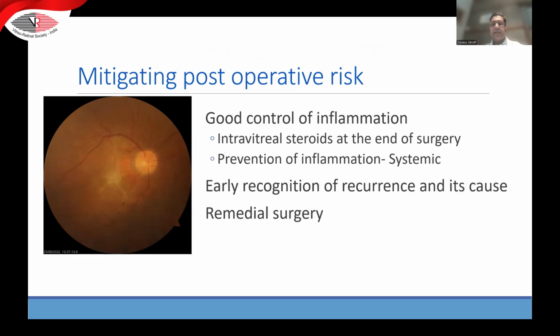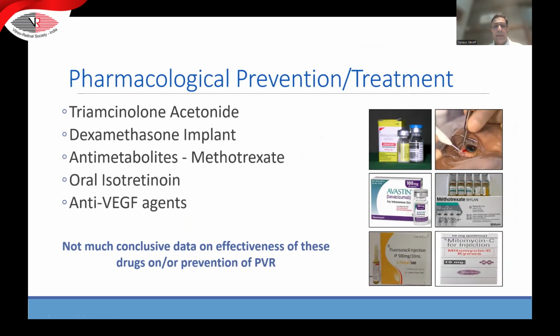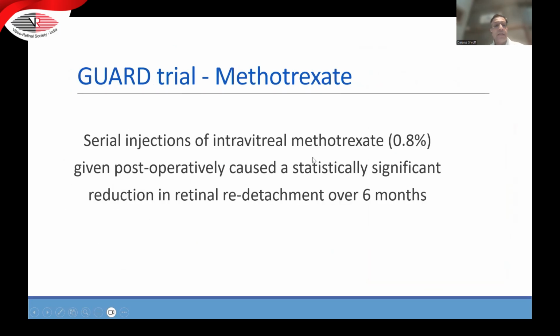Post-operatively, like we discussed, the control of inflammation is the key, and if there's a recurrence, pick it up early and go ahead with the remedial surgery. There are a lot of pharmacological agents. Many of them don't have too much conclusive data, but these include triamcinolone acetonide, dexamethasone implant, antimetabolites including methotrexate, oral isotretinoin, retinoids, and anti-VEGF agents. So these are some of the agents.